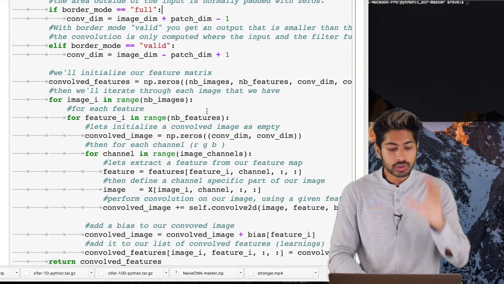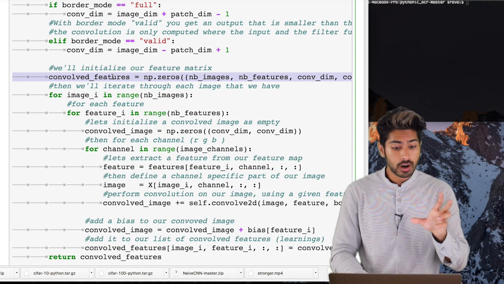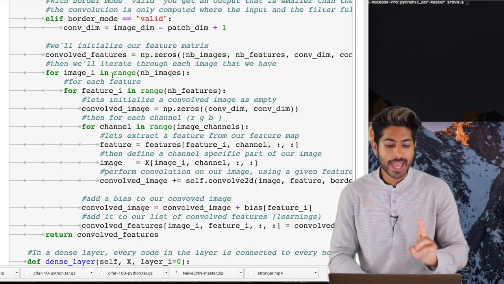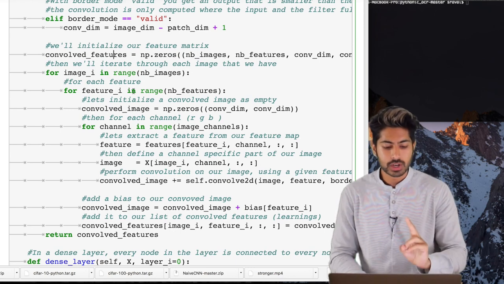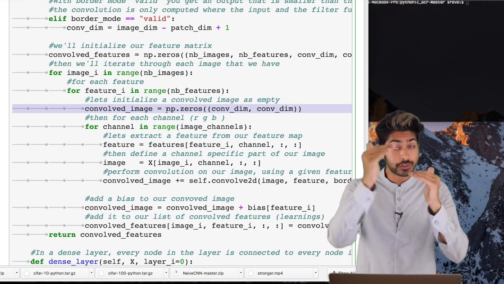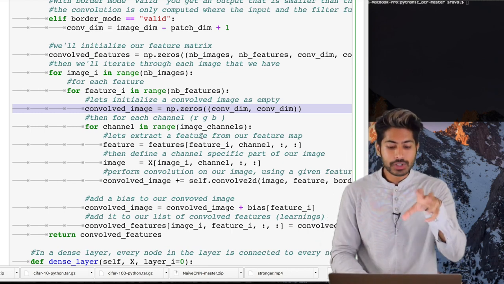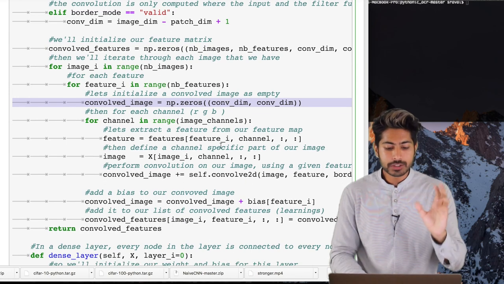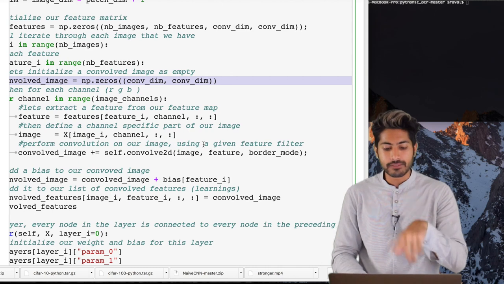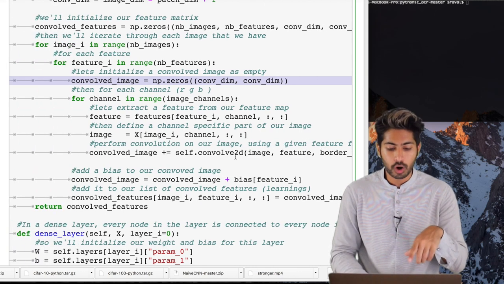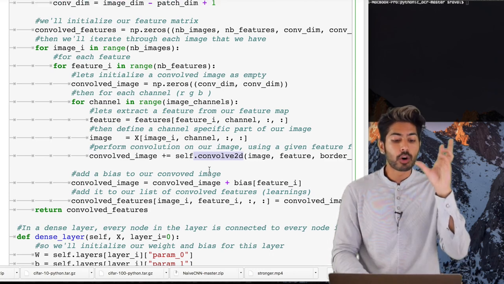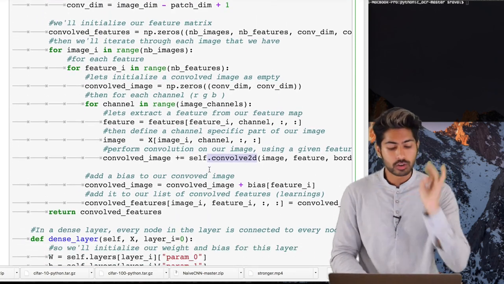So what we'll do is we'll initialize our feature matrix for this layer as convolved zeros. It's going to be a bunch of zeros, and then we'll say, okay, so for every image that we have, for every feature in that image, let's initialize a convolved image as empty, and then for each channel, so we're doing this for each of the three channels, let's extract a feature from our feature map, define a channel-specific part of our image, and then perform convolution on our image using that given feature filter. So notice this convolved 2D function is where the actual convolution operation is happening. This is more of a wrapper for that actual mathematical operation.